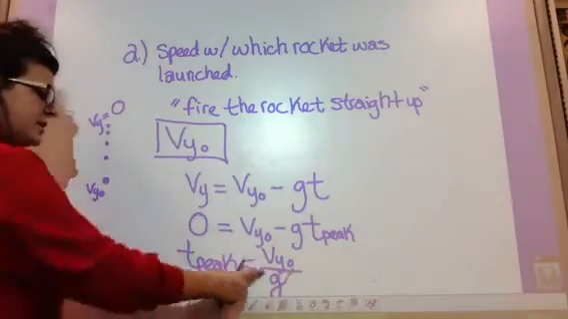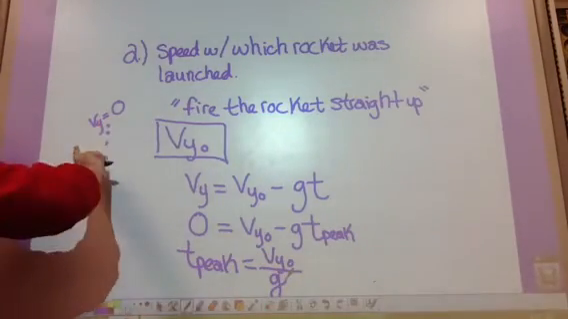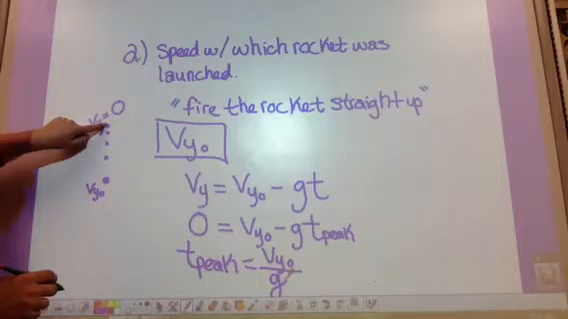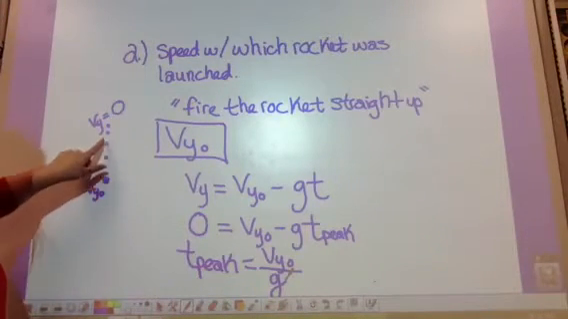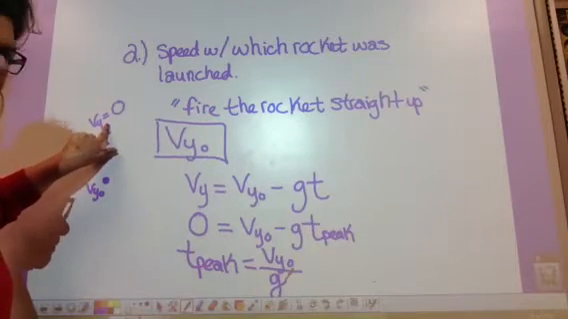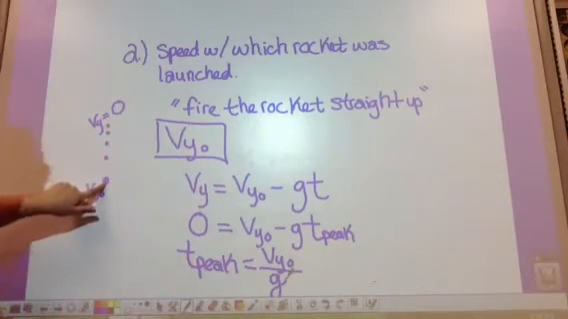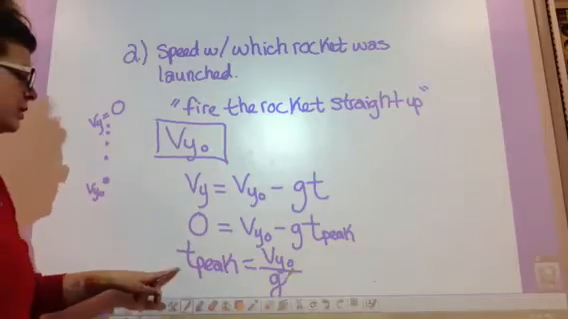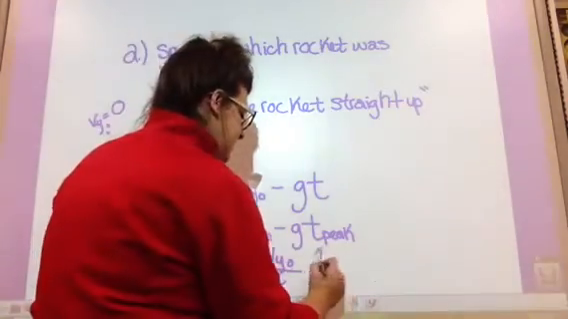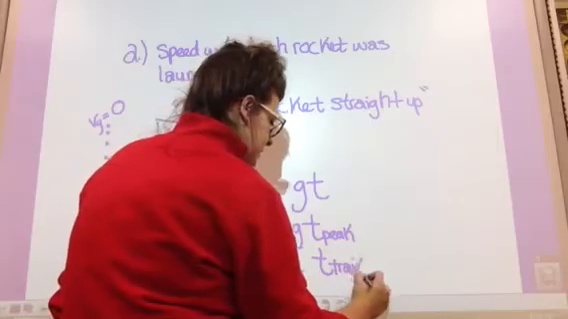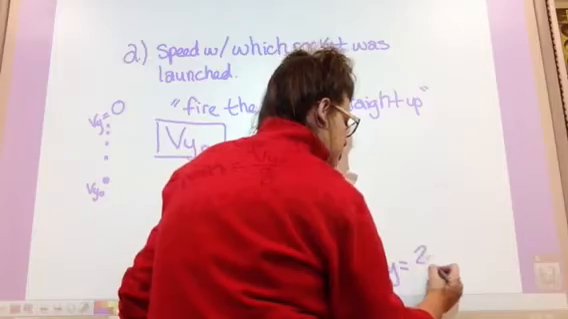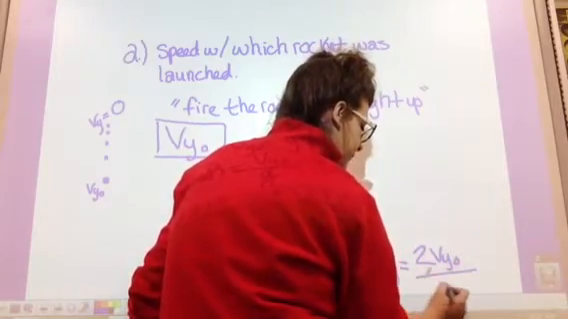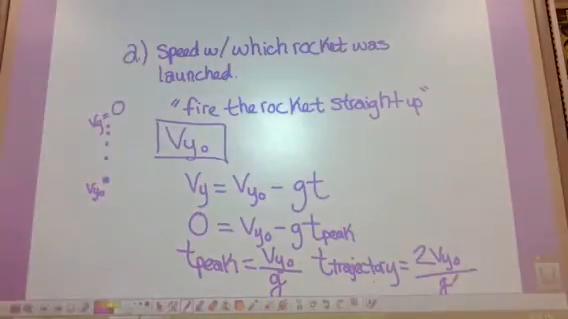Well, if this is the time that it takes to go to the peak, then I know that I'm going to go through the exact same thing coming back down. So I found half of the trajectory. If I just double this, I'll find the entire trajectory. So I know that t peak is this, so that means that t trajectory, the time that it takes for the rocket to go through its whole path, is just 2 times that initial velocity in the y direction over gravity, over acceleration due to gravity.